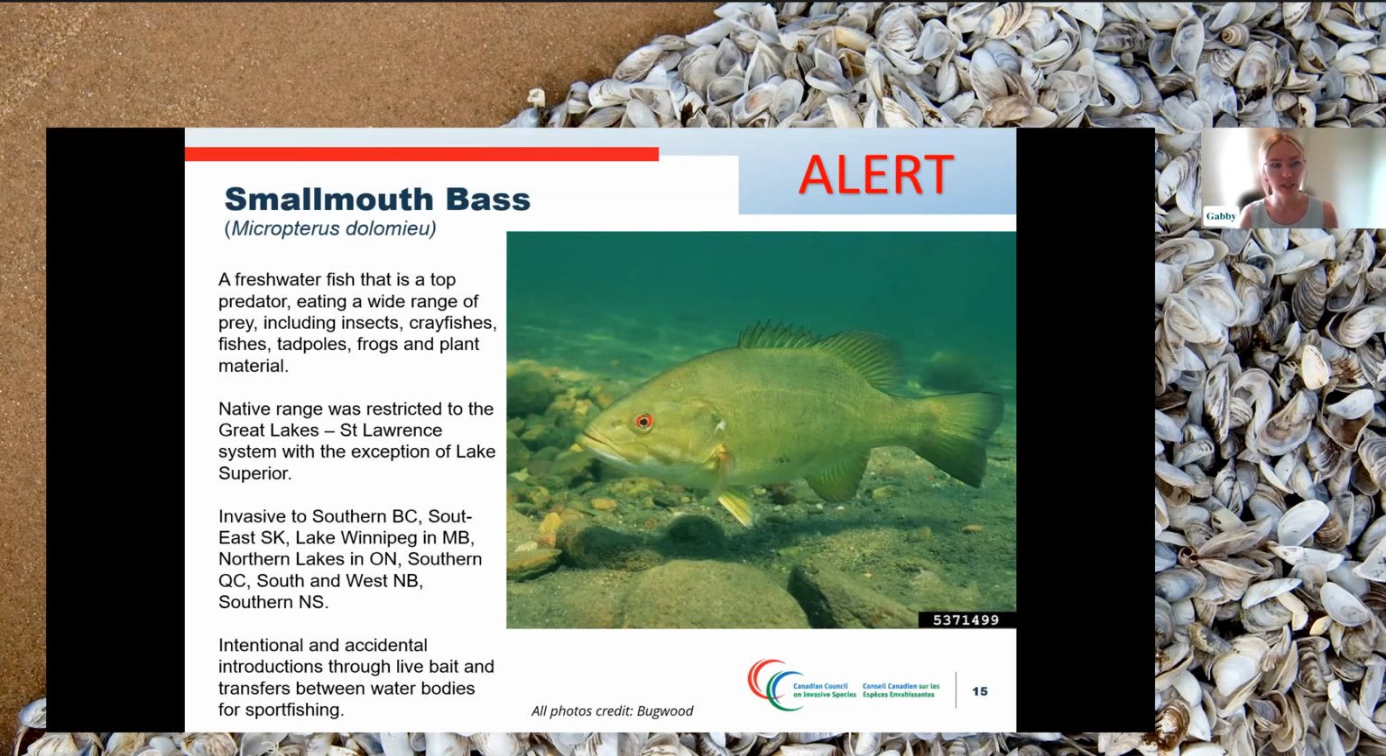So essentially it is invasive in southern BC, southeast Saskatchewan, Manitoba, like Winnipeg, northern lakes in Ontario up into the Timmins area, southern Quebec, south and west New Brunswick, and southern Nova Scotia. So it's got quite a wide range, and that's because it was actually introduced as a sport fish. It's a fairly popular sport fish, and up into the early 1900s, it was introduced across Canada into different lakes.